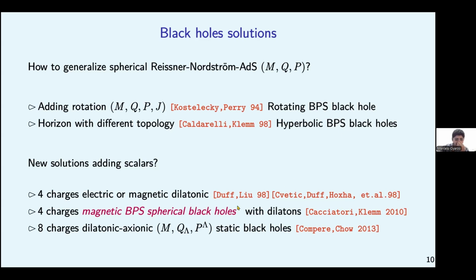Well, then people have constructed the solution of this, that was done by Duff and Liu, with 4 electric charges or 4 magnetic charges. And 12 years later, Cacciatori and Klein showed that indeed you can have spherical black holes, supersymmetric black holes with magnetic charges. Okay, and indeed one can show, and this is what I want to show, among other things, is that these two things are equivalent at the end of the day. The Duff and Liu and Cacciatori and Klein are the same configuration when they are reduced to the same theory.